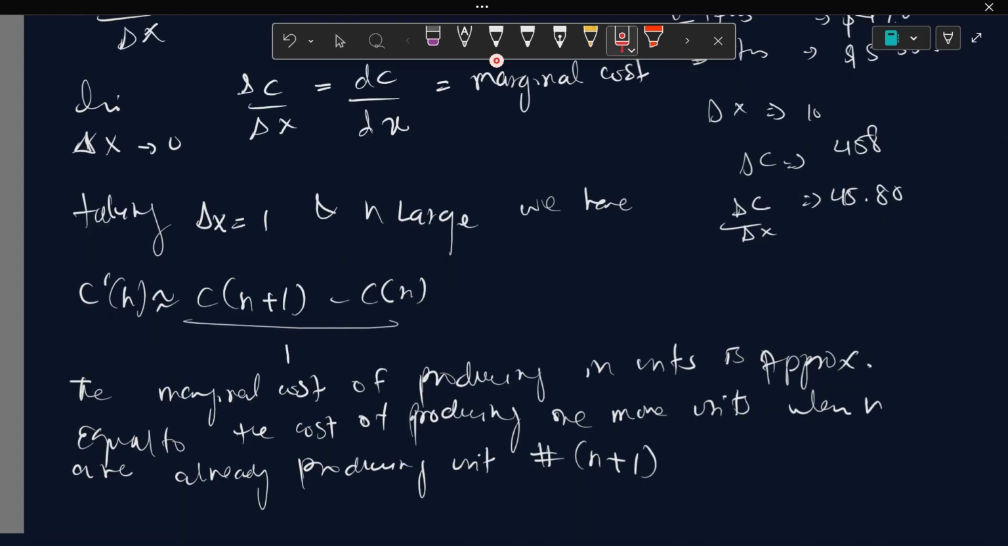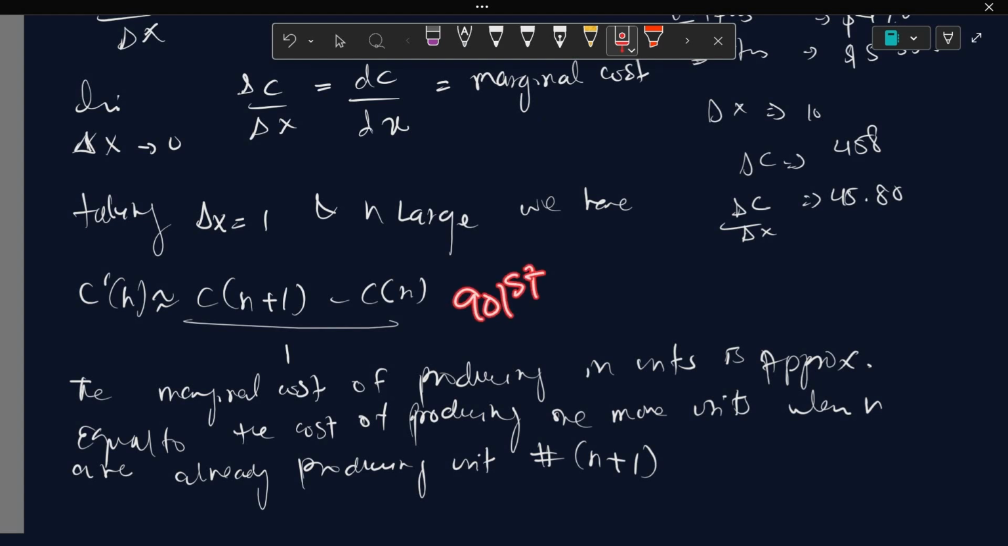So if I ask you for the cost of producing the 901st item, here you're going to put 900. I hope that is making sense, because if you plug in 900 here, C prime of 900 approximately gives you the cost of producing the 901st item.